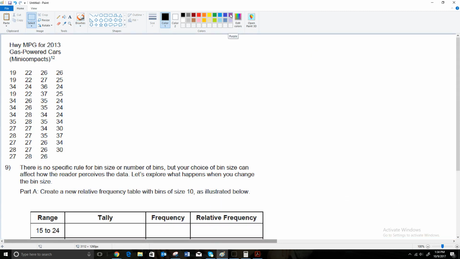Okay, so then our last bit of questions on this section for 5B talks about the fact that there's no specific rule for bin size or number of bins. But if you choose your bin size differently, it may make the data look different. So I actually have read where it says that your number of bins should be from 5 to 20, no less than 5 and no more than 20.